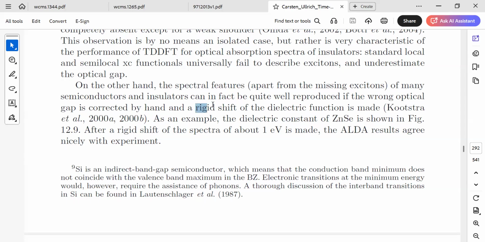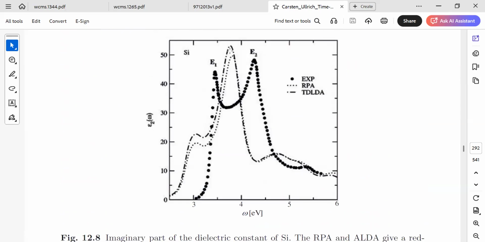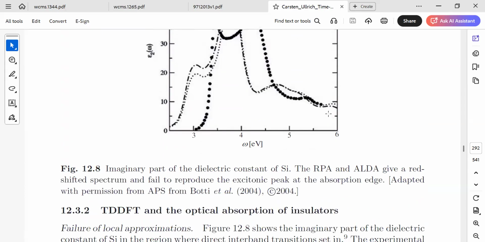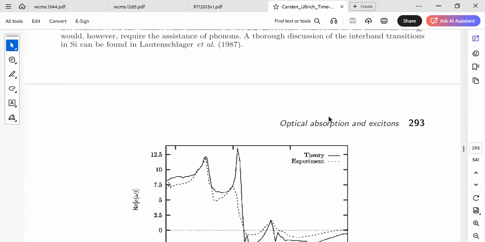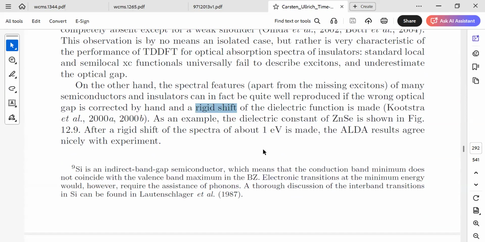Then what has happened? It actually shifted the peak. What does this mean? This means that the peak will be shifted to the correct value here. But this shift would not produce at all this first peak, which is due to the excitonic character. So for this reason, we need some theory which should describe the excitonic properties of the electronic system.